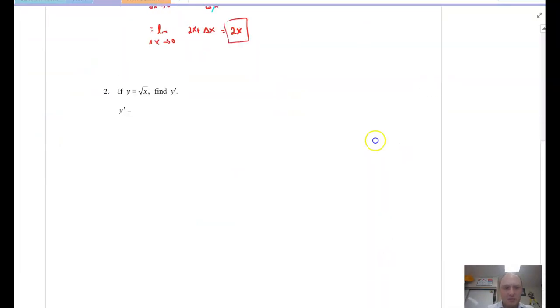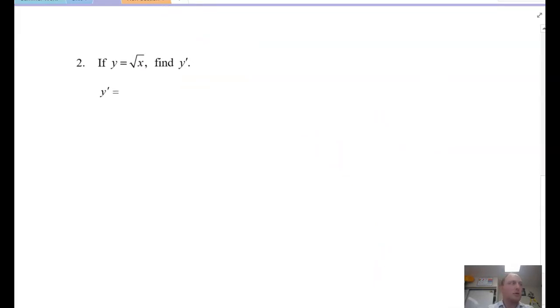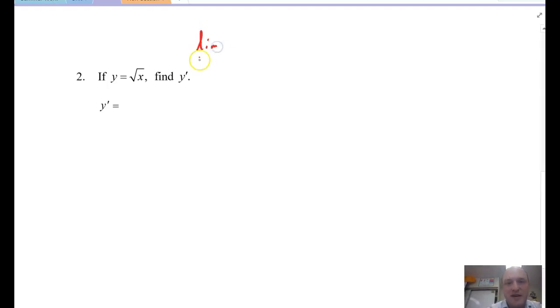Here we go. Problem number 2. Again, we're going to use the same limit definition, and I'm going to find y prime. I'm going to switch it up. Instead of using the limit of delta x, I'm just going to say the limit as h goes to 0 of f of x plus h minus f of x, all over h. This is just one of the different definitions, so I'm going to use this one.